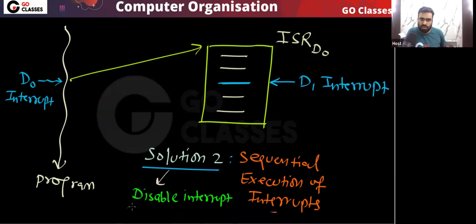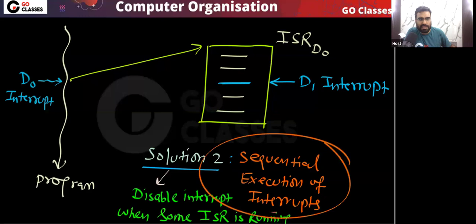Okay, so this is the solution to... Solution 2 is to disable interrupt when an ISR is running. When some interrupt is already being processed, then we disable the interrupt. Okay, so this is the idea. In this solution 2, we will sequentially execute the interrupts.